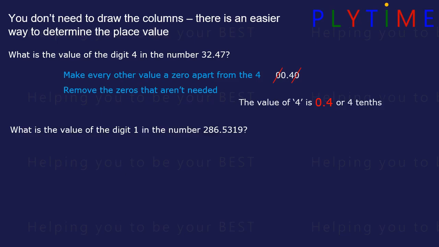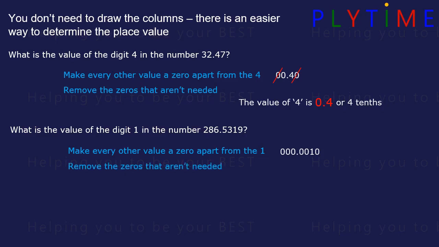What's the value of the digit 1 in the number 286.5319? Make every other value a 0 apart from the 1. Now we have a lot of zeros. We can remove the ones that aren't needed, the 2 right at the beginning and the 1 at the end. The value of the 1 is 0.001, or 1 thousandth.